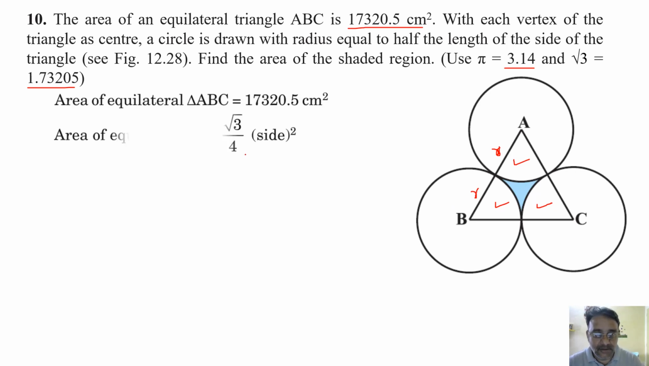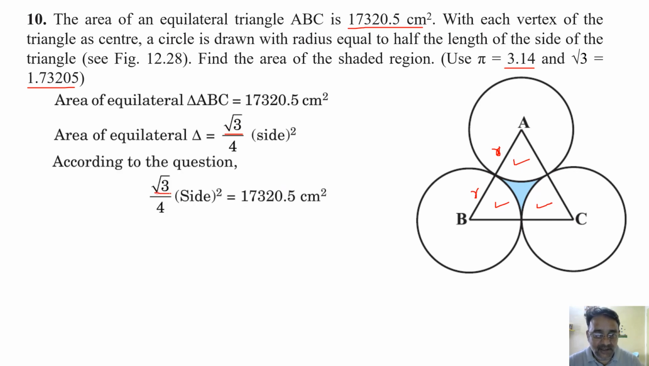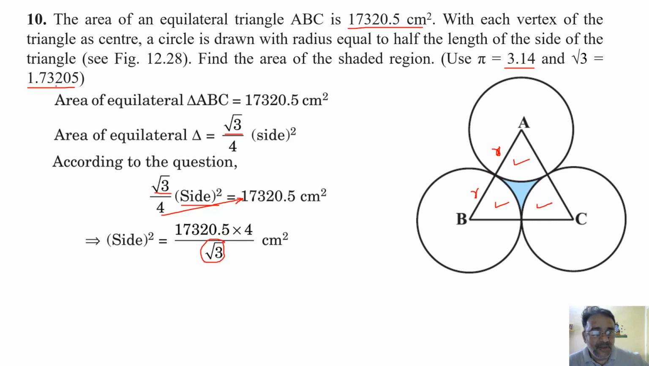Okay, fine, very good. So the value of root 3 is already given in the question. Okay, root 3 का value question में दिया हुआ है, 1.73205, that value will take. तो side square कितना हो जाएगा? 4 into this divided by root 3. Now substitute the value of root 3. Okay, so root 3 में कितने decimal place है देखो, 1 2 3 4 5.